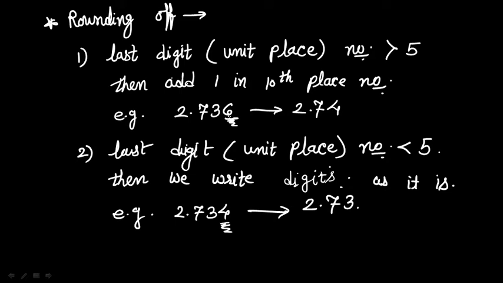Now, the second rule: if the last digit, that means the unit place number, is less than 5, then we write down the digits as they are. Here this is a 4 significant digit number. Now we reduce this to 3 significant digits. We eliminate this 4 and reduce to 3 significant digits. Now this 4 is less than 5. Therefore, we write down the remaining significant digits as they are. Therefore, it reduces to 2.73, which is reduced to 3 significant digits.